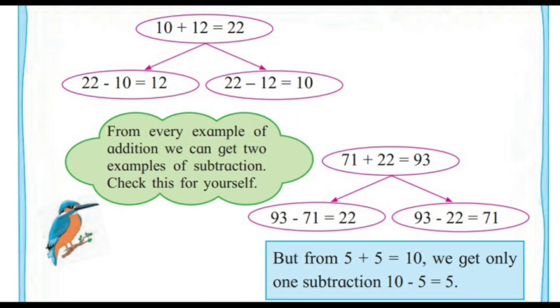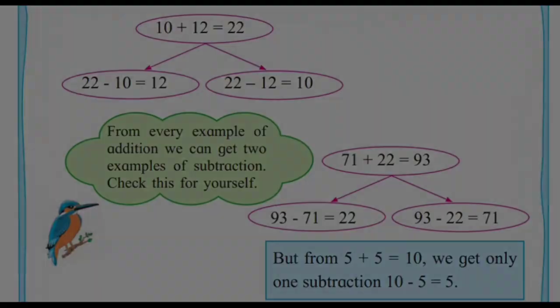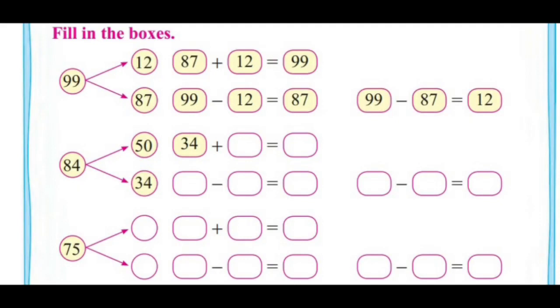Okay. Let's see the second sum. 71 plus 22 is equal to 93. 93 minus 71 is equal to 22. 93 minus 22 is equal to 71. But from 5 plus 5 is equal to 10, we get only one subtraction. 10 minus 5 is equal to 5. It is because the numbers are the same. If the numbers are different, we can get two subtraction sums from the addition. But if the numbers are the same, we can only get one subtraction sum. Okay, students? Now students, fill in the boxes.